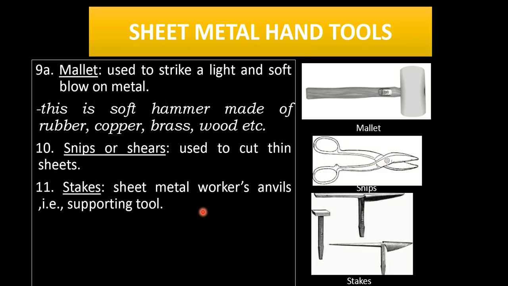And the next one is a mallet. A mallet is a very soft hammer. It is generally made of rubber. Then comes the important tool which is used for cutting or shearing the sheet metal, and this is called a snip.